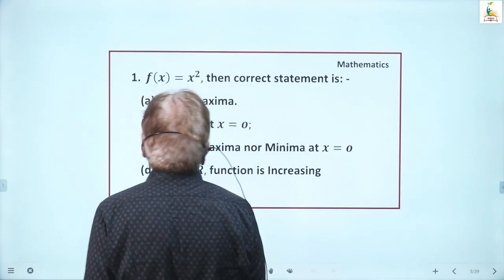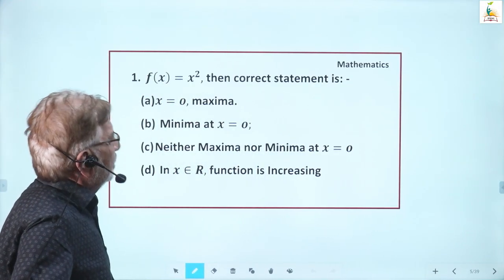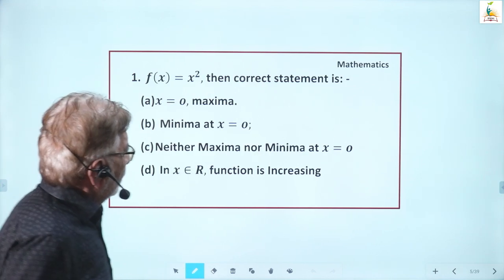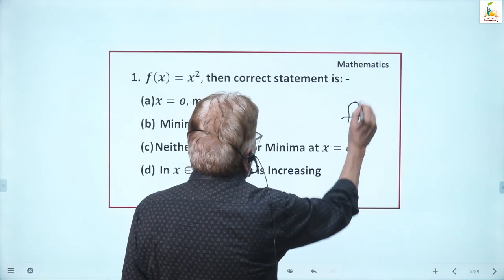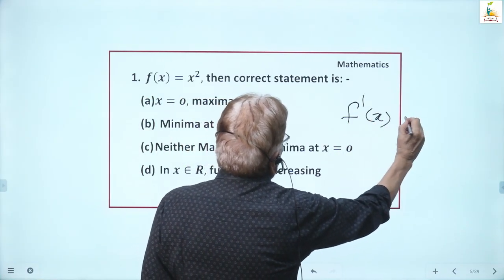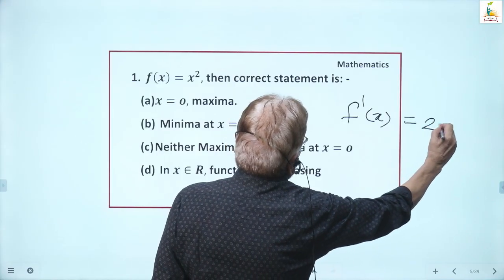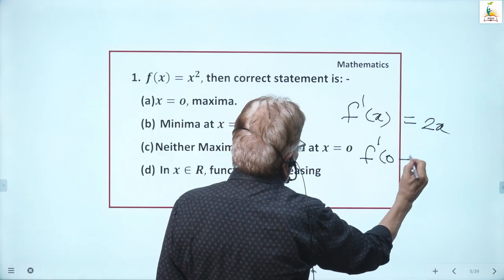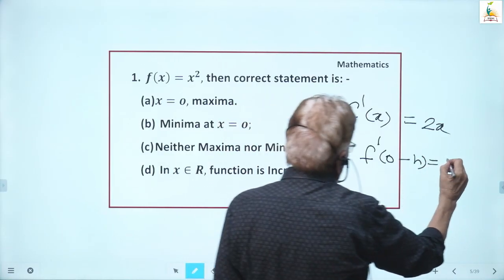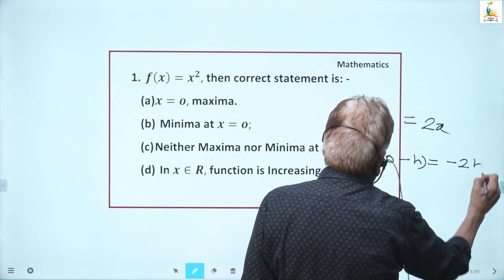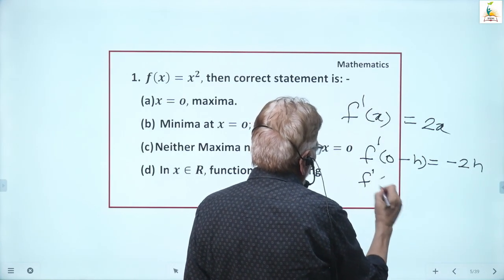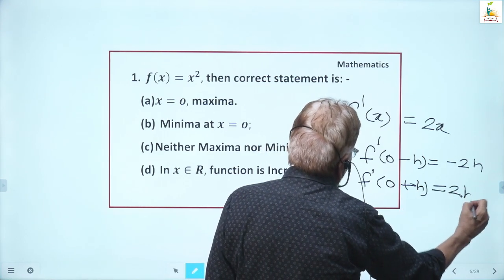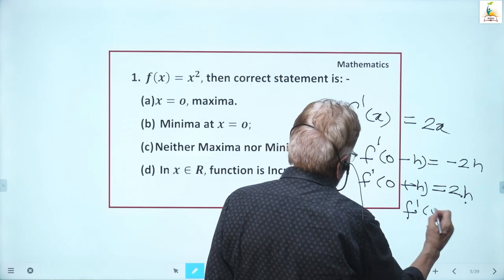For example, now see f(x) equal to x square. Then correct statement is this. So let us see f dash x, 2x. f dash 0 minus h will be minus 2h, f dash 0 plus h will be 2h. f dash 0 equal to 0.